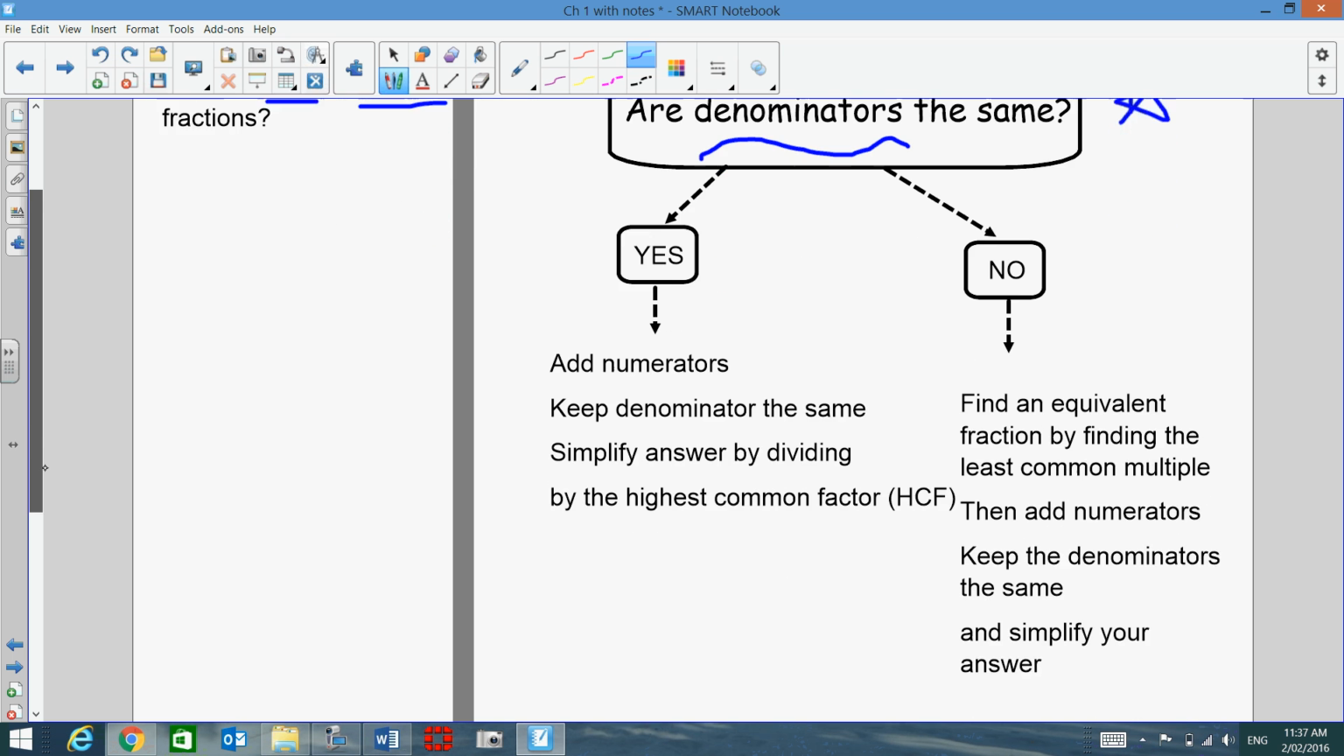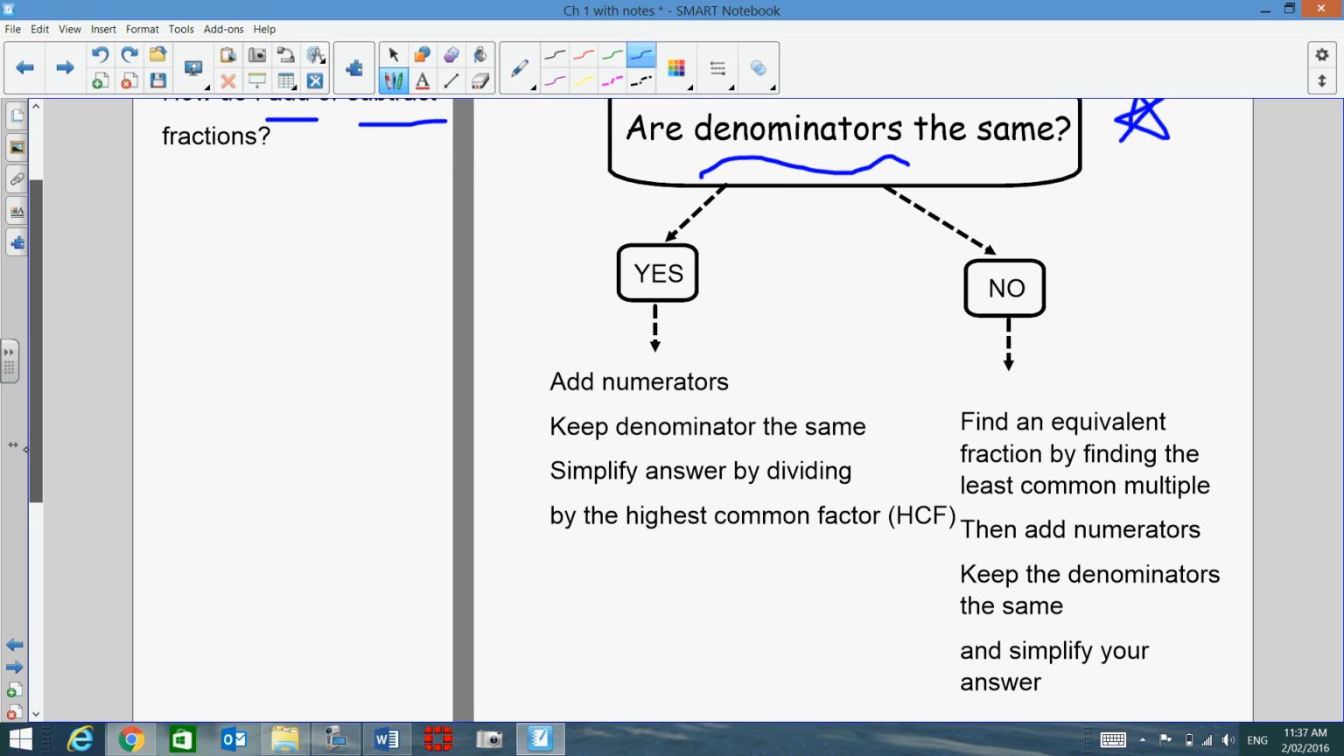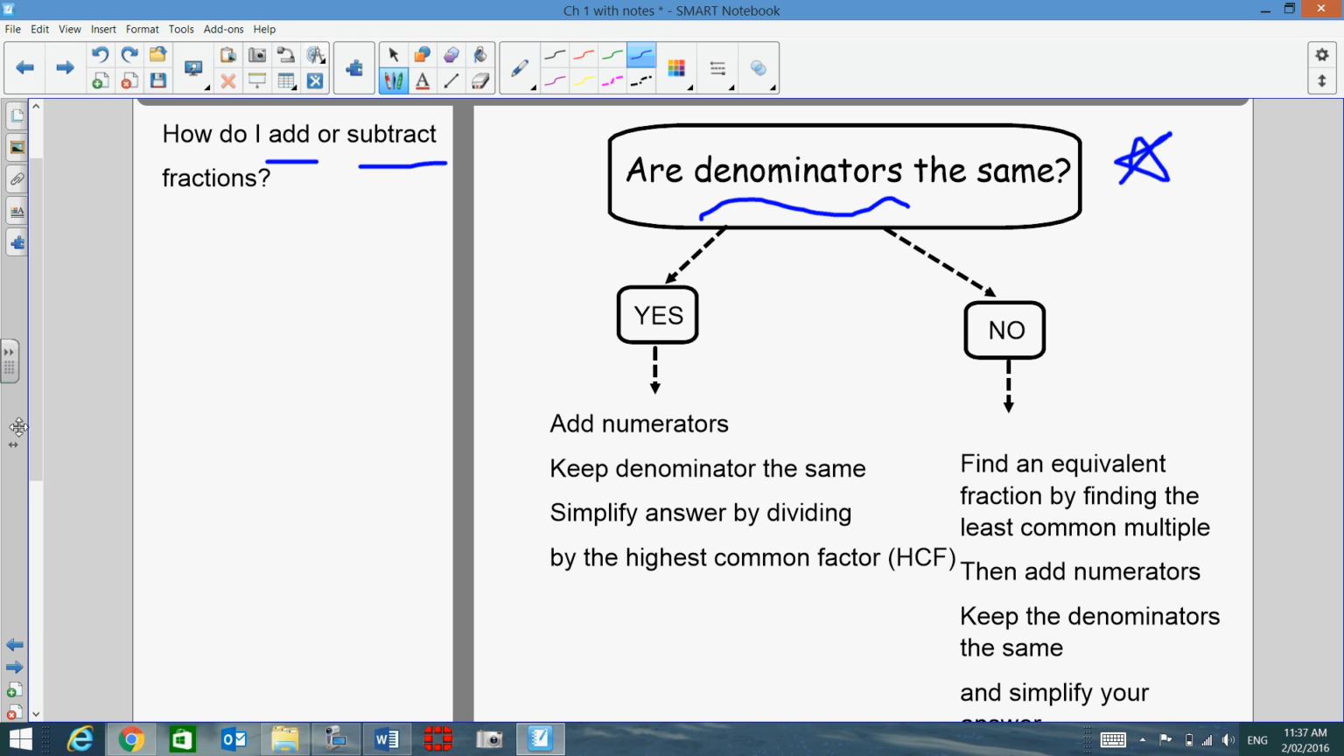Once you decide yes they are or no they are not, you can go ahead and follow the next few steps. So if they are the same, then you can go ahead and add just the numerators. You don't change the denominators, you don't add the denominator, it stays the same. And then once you're done, you always want to simplify your answer. And in order to simplify your answer, you have to find the highest common factor and divide both your numerator and denominator by that factor. Then you have your answer in simplest form, and you can leave your answer and move on to the next question.